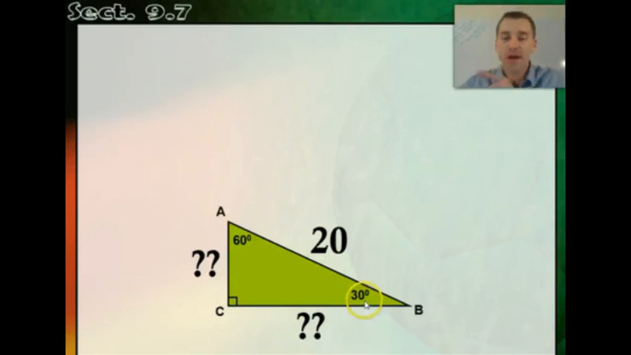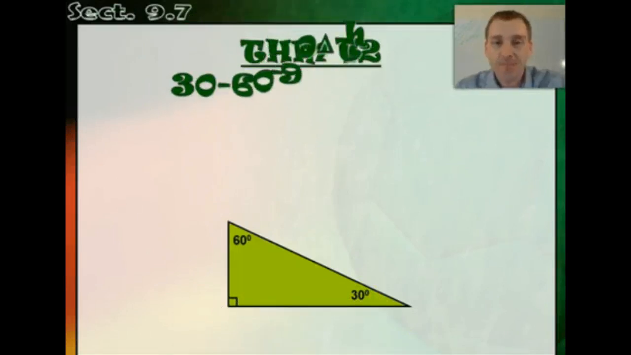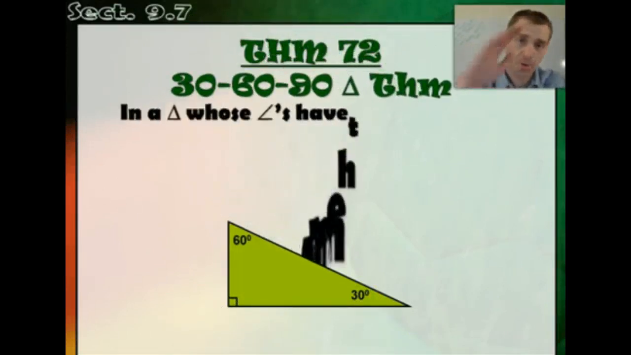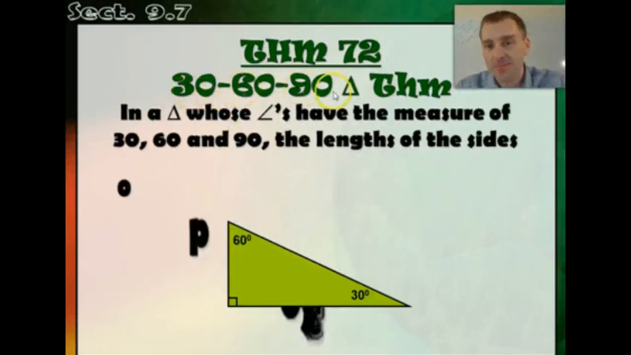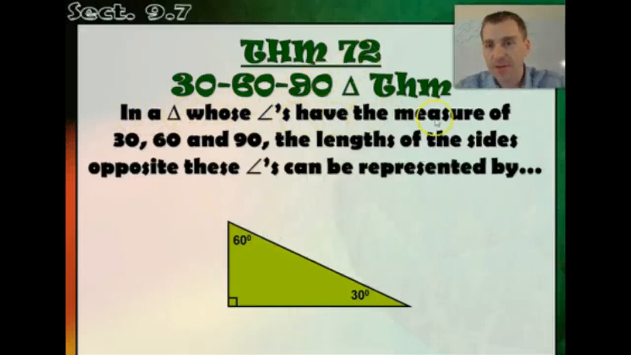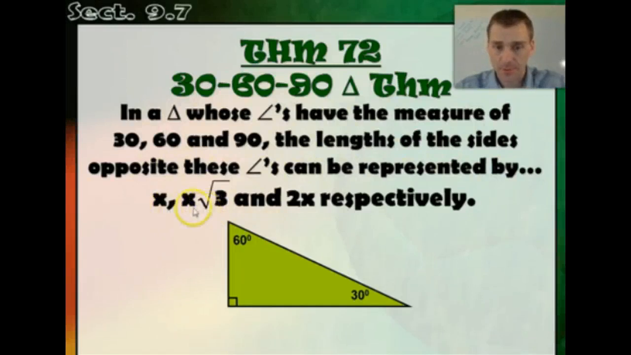Exactly. So when you have a triangle where there are angles that are 30, 60, 90, it actually always breaks down into a particular ratio. And here's the wording that needs to go into your notes. So in a 30, 60, 90 triangle, this is the theorem, theorem 72. So in a triangle whose angles have the measure of 30, 60, 90, the lengths of the sides opposite these angles can be represented by x, x root 3, and 2x respectively.